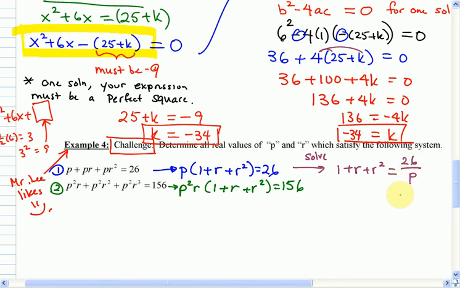Wait, Mr. Lee. Yes, Vincent. Can you divide the first equation by the second? Yes, I'll show you that in a second too. I'm just doing it this way. Vincent asked if I can just divide the equations, and I'll show you that as well.